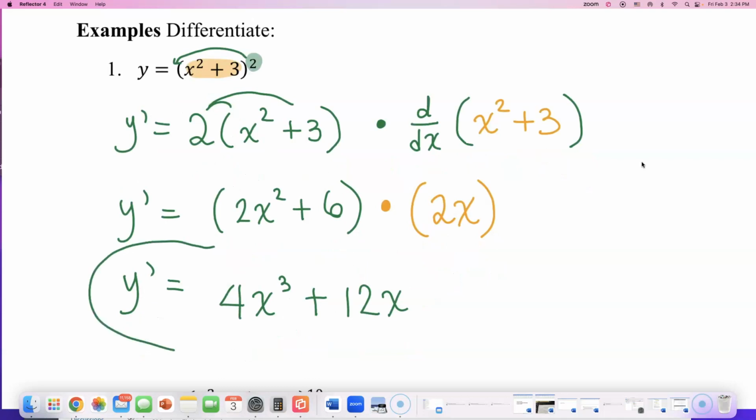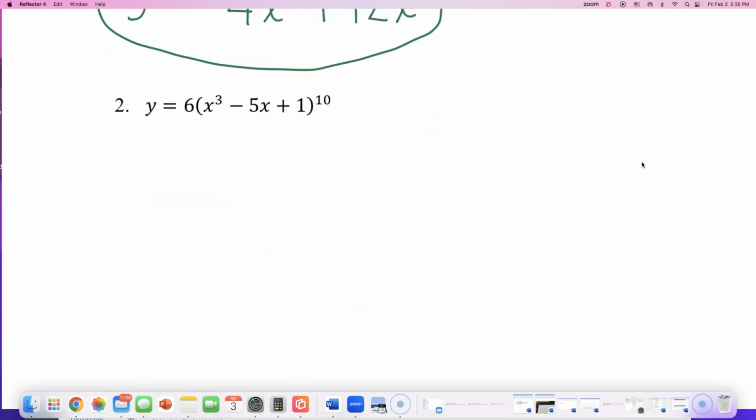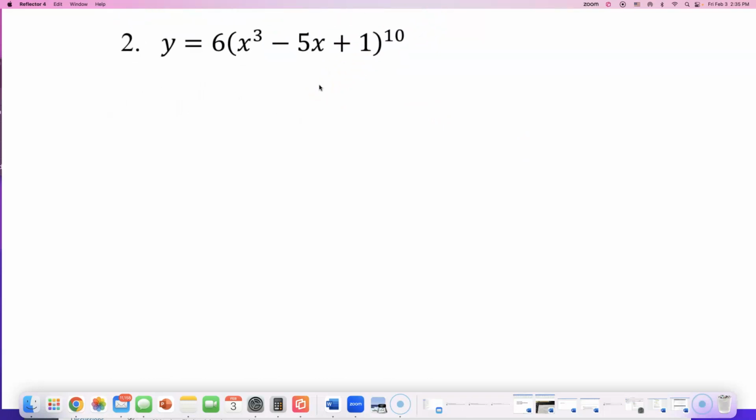Okay, let me do one more down here. Ooh, a little bit bigger. And this one I am not going to multiply it out because look at the power, it's to the 10th power. But let's do the chain rule. First, take the derivative of the big picture, the outside. What's the outside exponent? 10, right? We're going to have to bring this down and multiply by this 6, right?